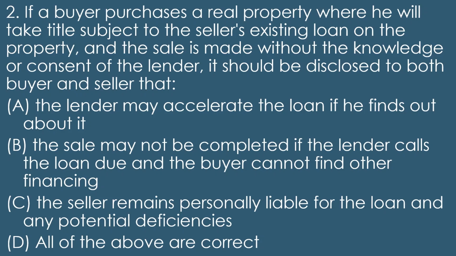So the first thing we have to do is look at the question, figure out what they're asking and what they're wanting out of it. A buyer purchases a real property where he will take title subject to the seller's existing loan on the property. Now you need to know here that subject to is a term. You need to know about it because otherwise you might just be thinking of a regular loan assumption. But no, this is a subject to loan.